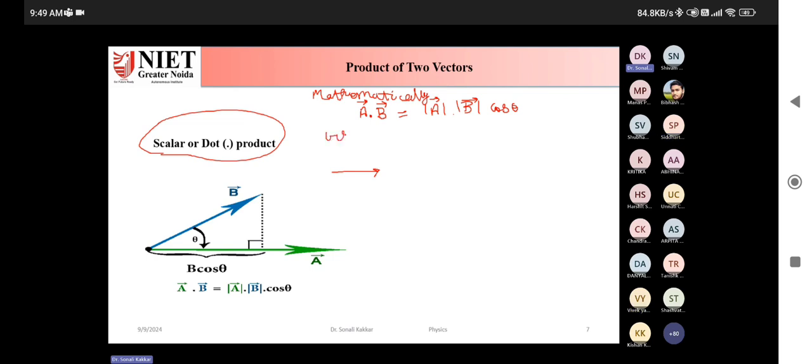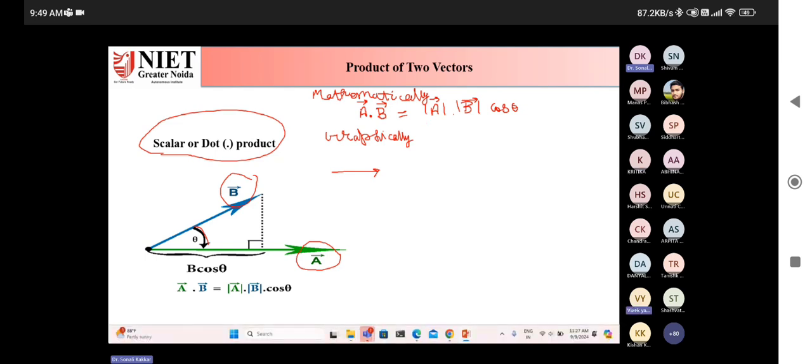Graphically, it's shown in the picture also. So these two vectors, A vector and B vector, if the angle between them is theta, the dot product is given by A dot B equals magnitude of A into magnitude of B into cos theta. What does this physically mean? This is the graphical and mathematical representation, but what does this physically mean?